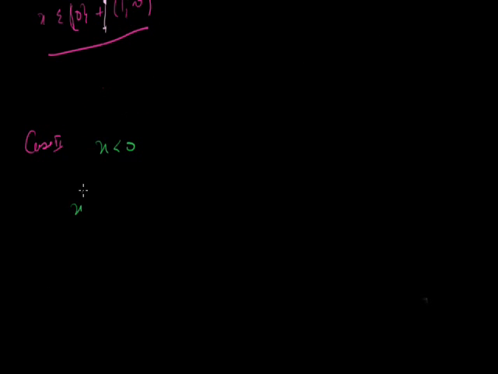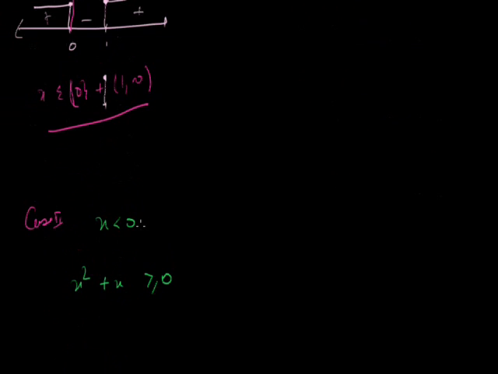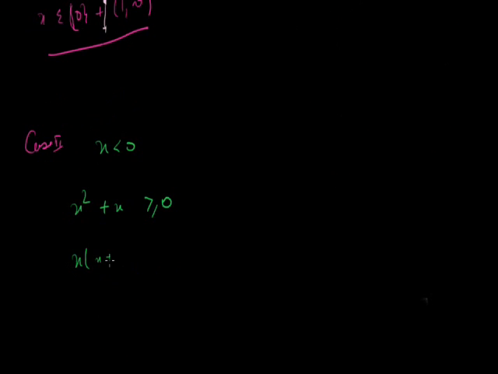Now the equation becomes x square plus mod x, which becomes x square plus x, for x greater than or equal to 0, right? And in this case, x into x plus 1 is greater than or equal to 0. Now let's draw the number line. This is 0, this is minus 1, this is positive, negative, positive, right? And this is x less than 0.